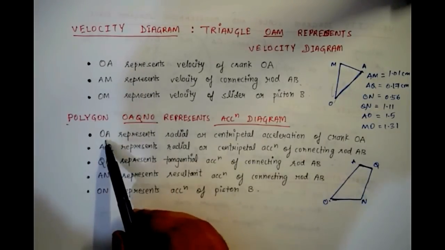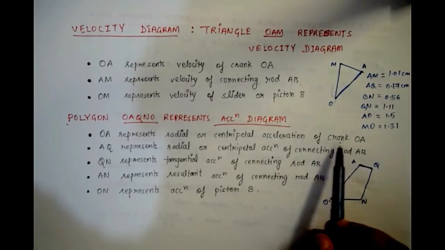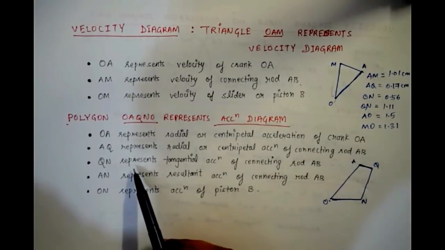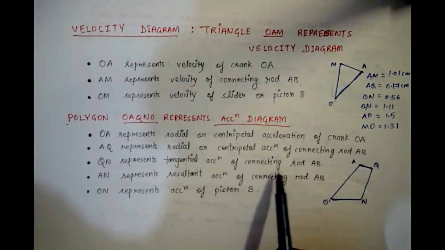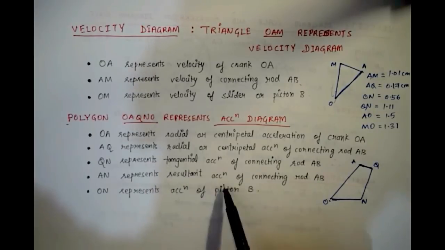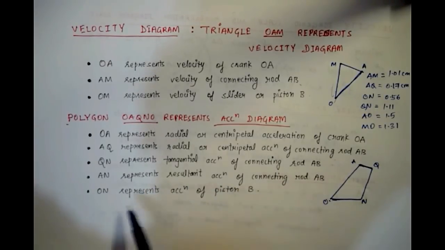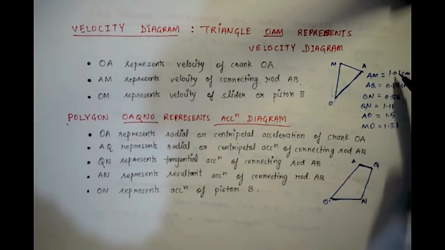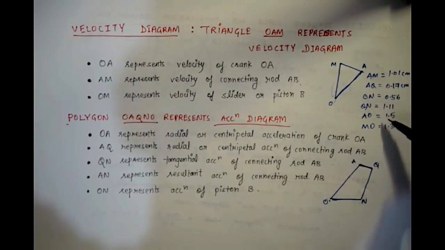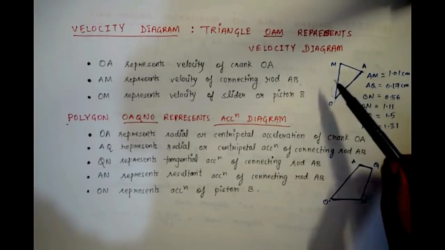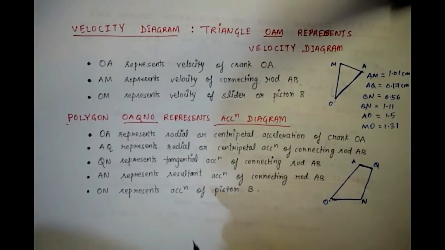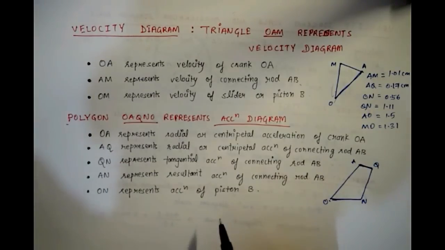In this diagram, OA represents the radial or centripetal acceleration of crank OA, AQ represents the radial or centripetal acceleration of connecting rod AB, QN represents the tangential acceleration of connecting rod AB, AN represents the resultant acceleration of connecting rod AB, and ON represents the acceleration of the piston. From these values which we have calculated from the diagram, we will now calculate the velocities of the slider, piston, connecting rod and crank, and the accelerations also. Now we will see the calculation part of the velocity and the acceleration.